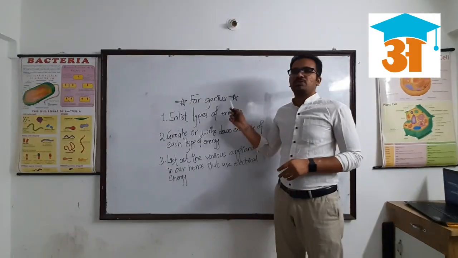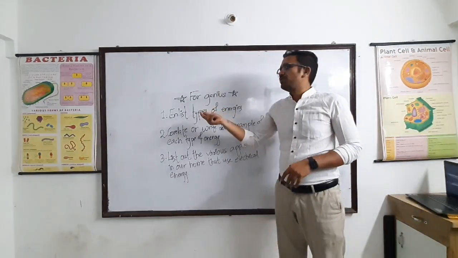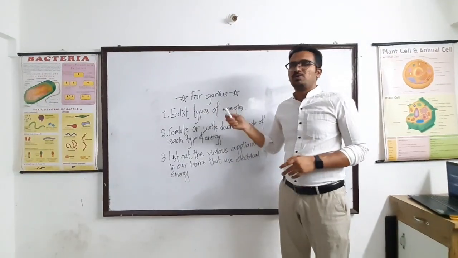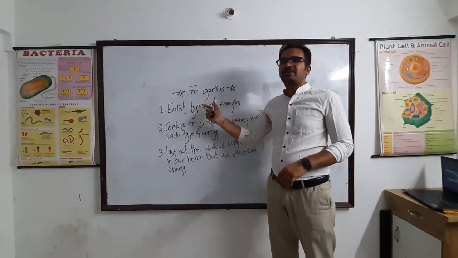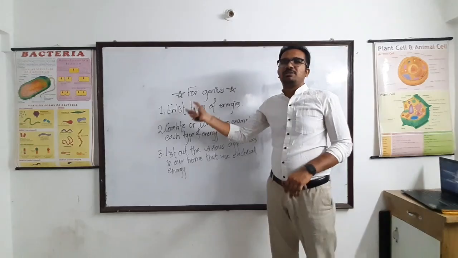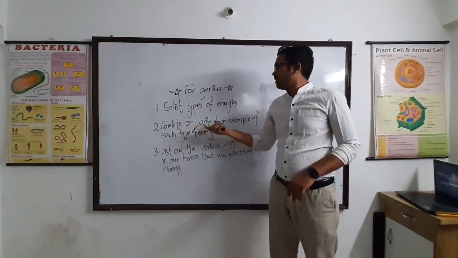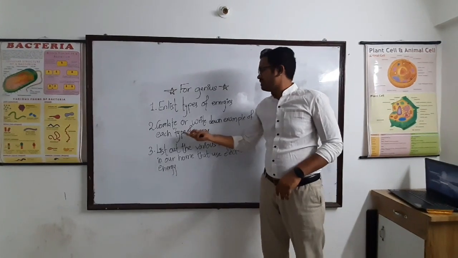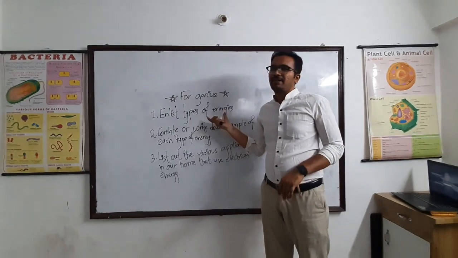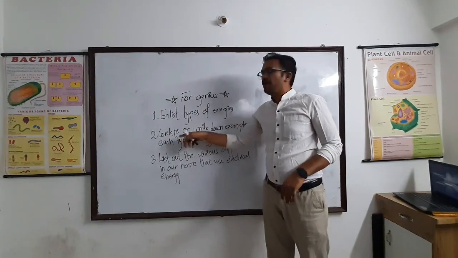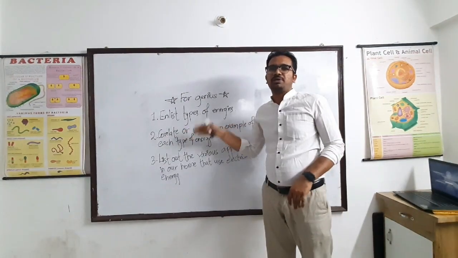Okay guys, so here's some homework or like some work for you to do at your home. So firstly, enlist types of energies. So you have to enlist or just list out the different types of energies. Second is to correlate or write down the examples of each type of energy. So when you write these energies, you just have to write down each example of every energy.